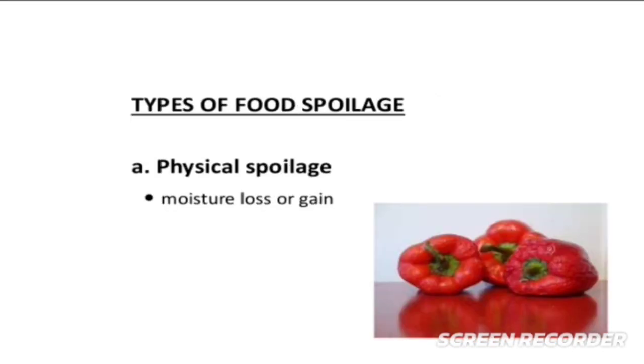Let us know about the types of food spoilage. First, physical spoilage. It is due to moisture loss or gain. For example, if we see bread, whenever there is moisture loss from the bread, it appears very dry in texture, and it is not favorable to consume. While if we see bread that has gained a lot of moisture, it appears soggy, which is again unacceptable for consumption. So physical appearance matters the most when you're consuming food or buying food from the market.